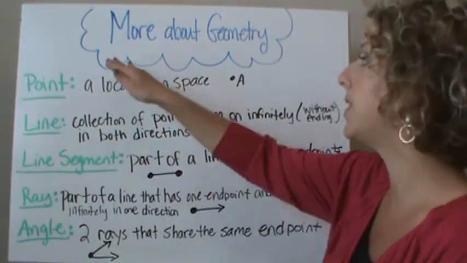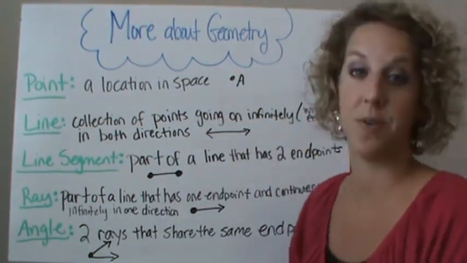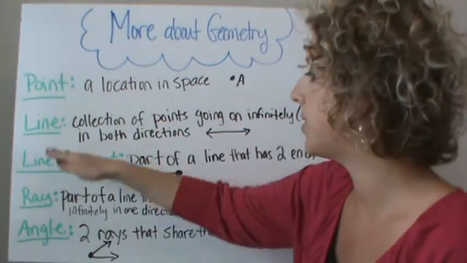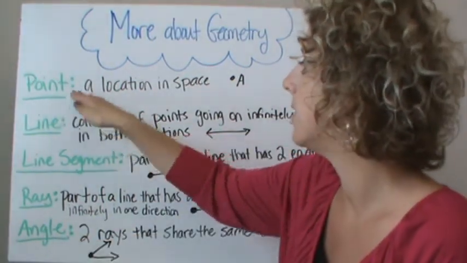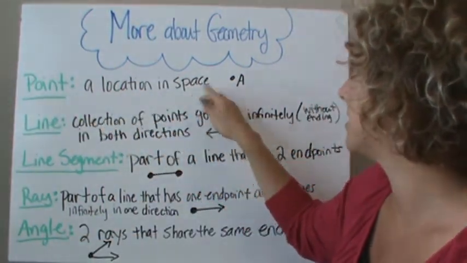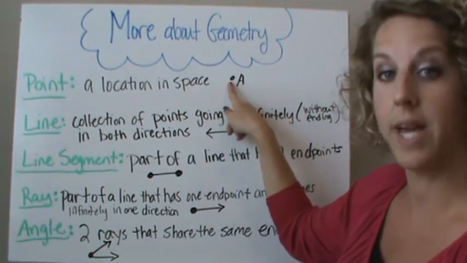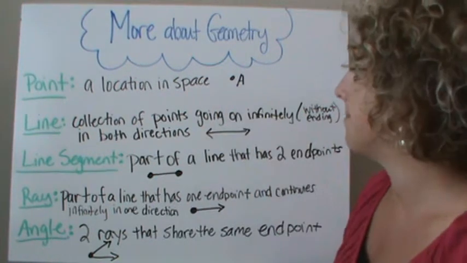In this lesson, you'll learn a few more things about geometry. There are 5 terms I want you to learn. Point, which is a location in space. For example, this is a point that we call point A.